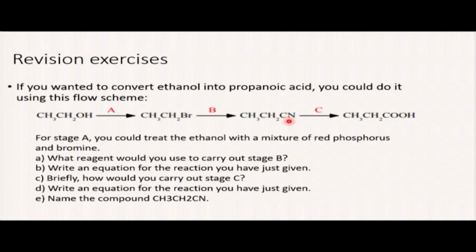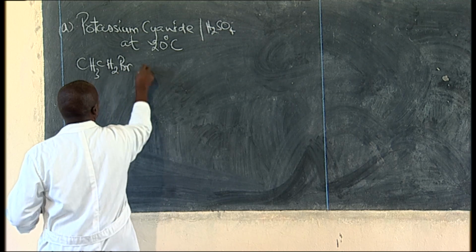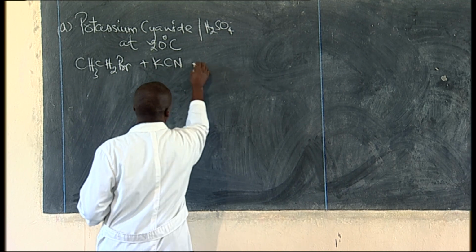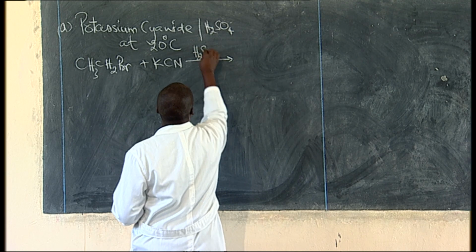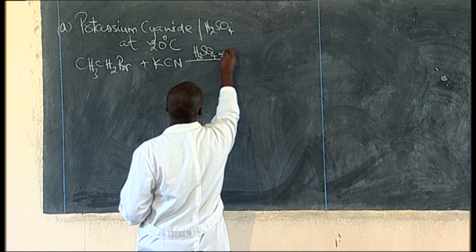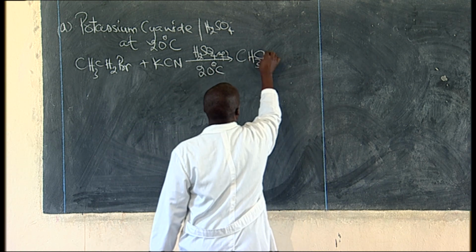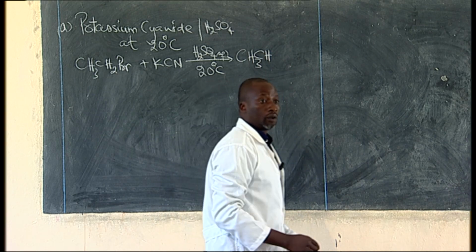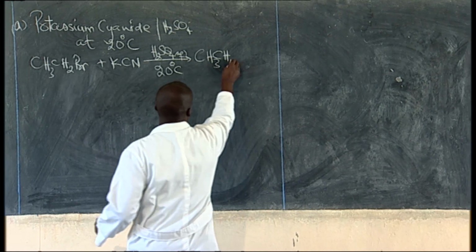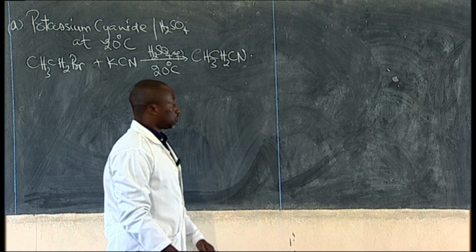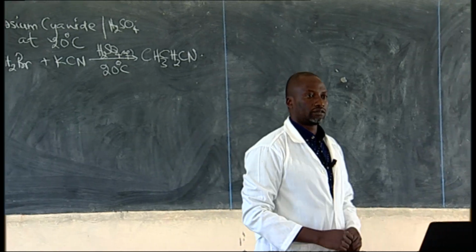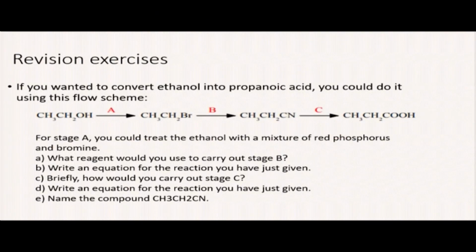Write an equation for the reaction you have just given. So we need to write the equation, and we are coming from bromoethane, that is CH3CH2Br, and we are adding potassium cyanide. We said this reaction takes place in the presence of concentrated sulfuric acid at 20 degrees Celsius to give CH3CH2CN, propanenitrile. That is the reaction for B.